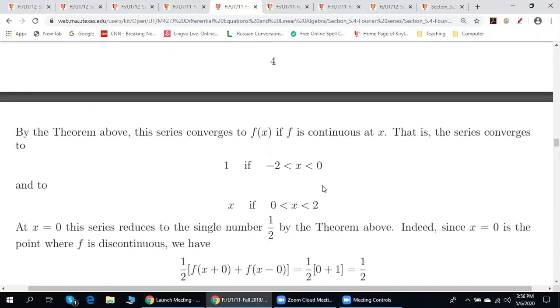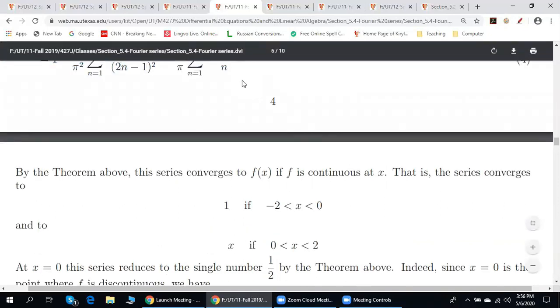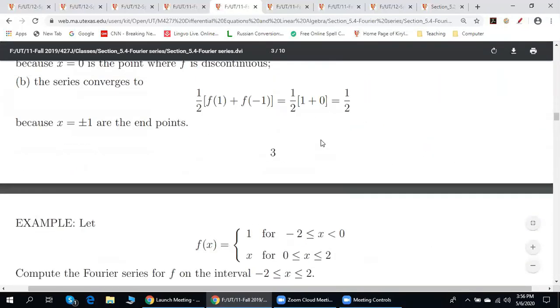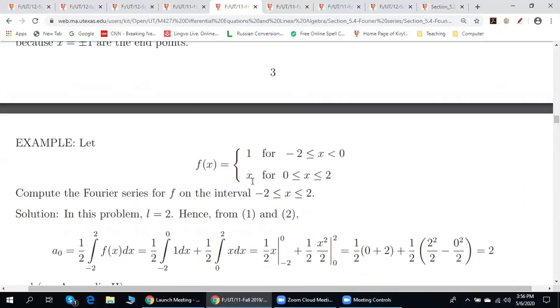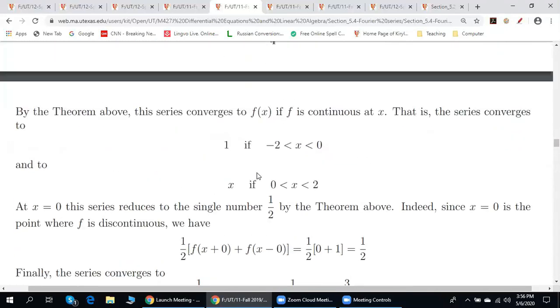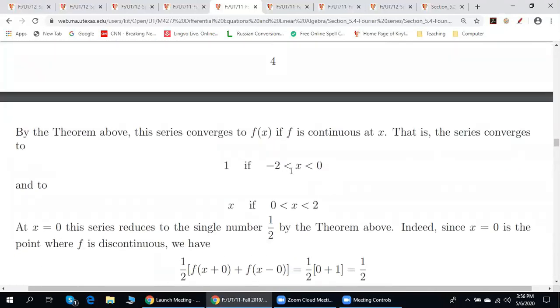Lastly, according to our theorem, our series converges to f of x. And remember what is f of x? 1 or x. Therefore, at any point x, which is not one of the endpoints and which is not the point of discontinuity, our series converges to 1 here and to x here.